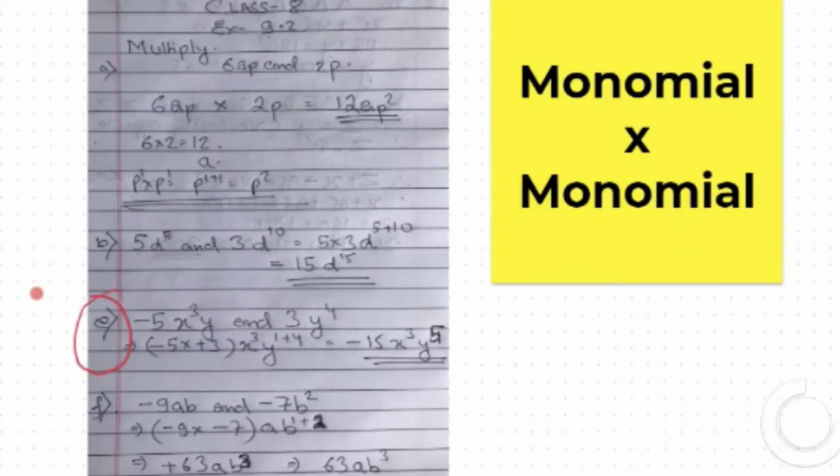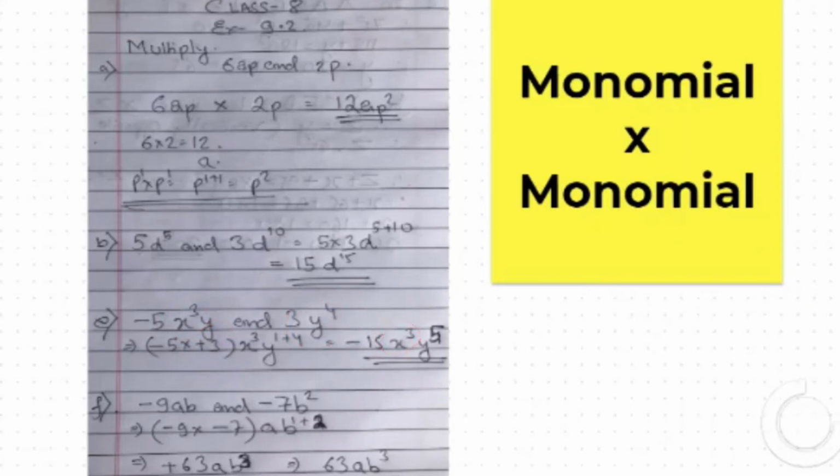In question E, the numbers are minus 5 and plus 3. First of all, I multiply minus 5 into plus 3. According to the rules of signs, minus into minus is always plus, plus into plus is also plus, but whenever we multiply different signs like minus into plus, we get minus. 5 into 3 is 15. Here there is x to the power of 3 and on this side there is no x, so I just write x to the power of 3.